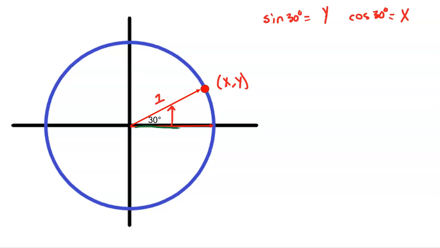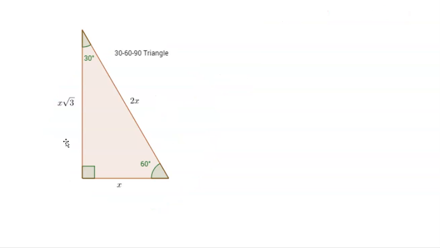I have my horizontal displacement, that's my x, my vertical displacement, that's my y, and this is a 30-degree angle. This is another one of our special triangles. There are only 2 special triangles in the entire world, so here's the other one. In this 30, 60, 90 special right triangle, we know that the short leg is x, the hypotenuse is twice that x, and the longer leg is x times radical 3.